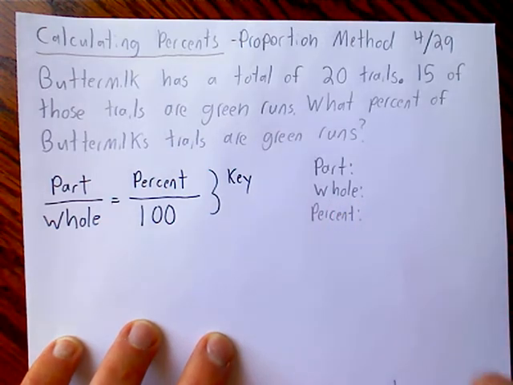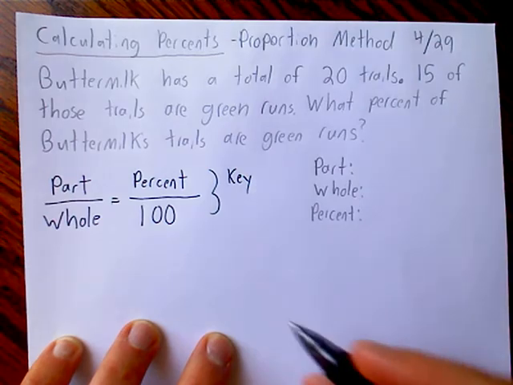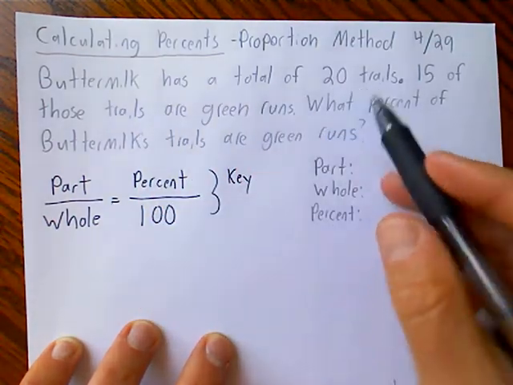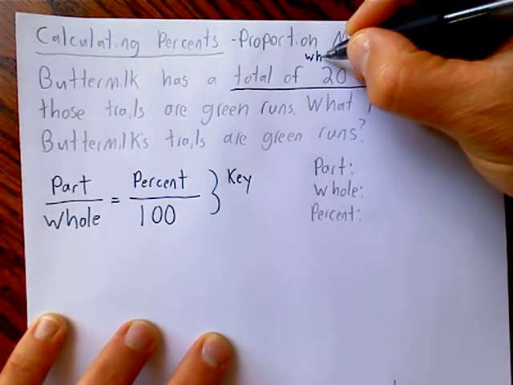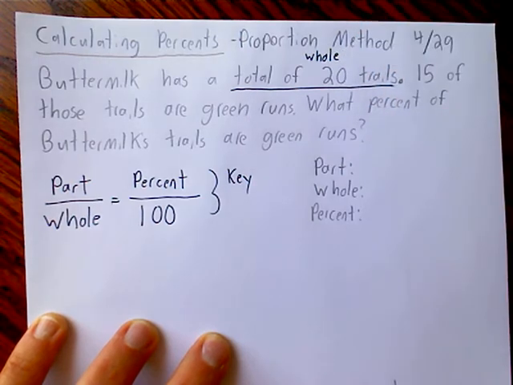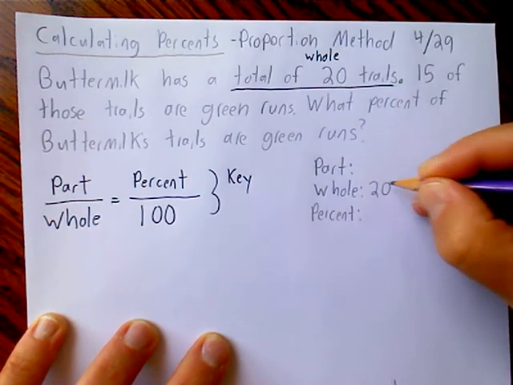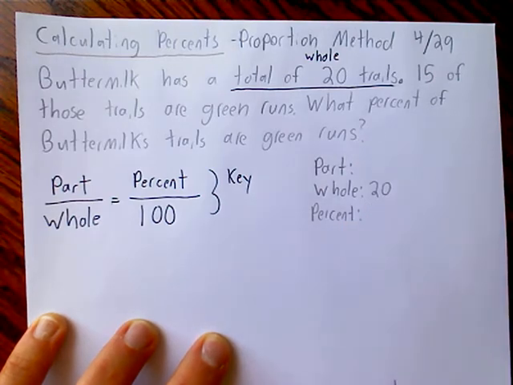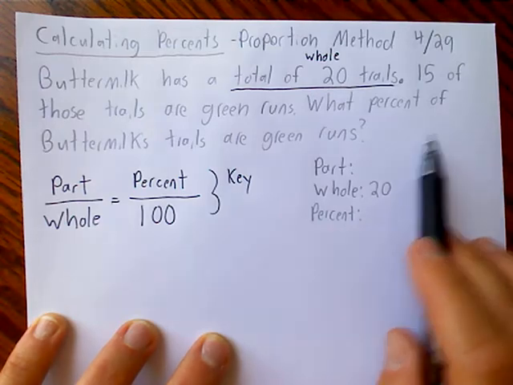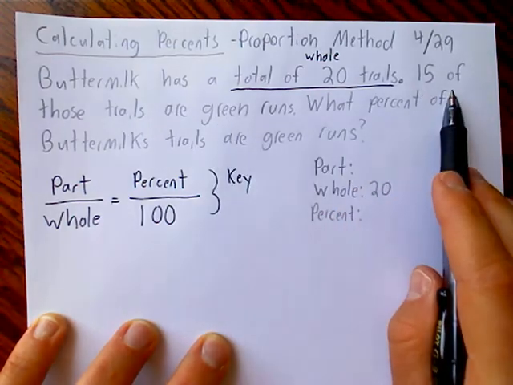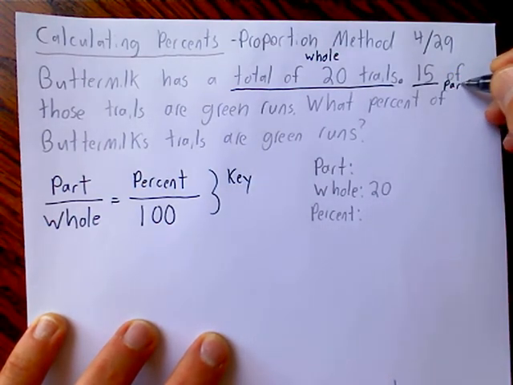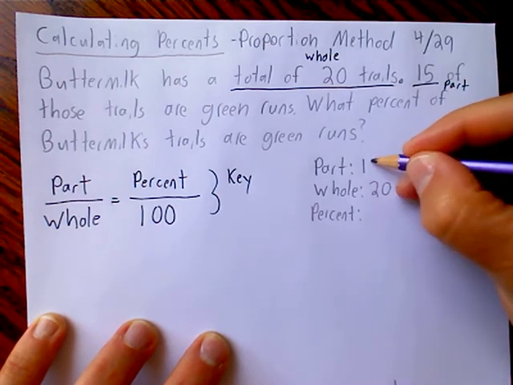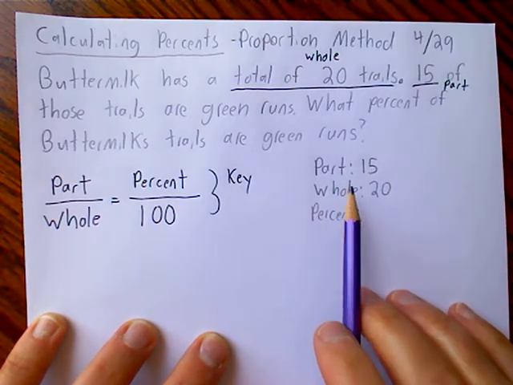So the whole is the total amount that you're talking about. And I've laid that out for you nicely here. Buttermilk has a total of 20 trails. So that is going to be our whole. So I'm going to fill that in. The total amount, our whole, is 20. What's the part that we're talking about? Well, the part that we're talking about are the green runs. And we know that 15 of those trails are green runs. So 15 is going to be the part that's a part of the whole of buttermilk. So my part is 15.